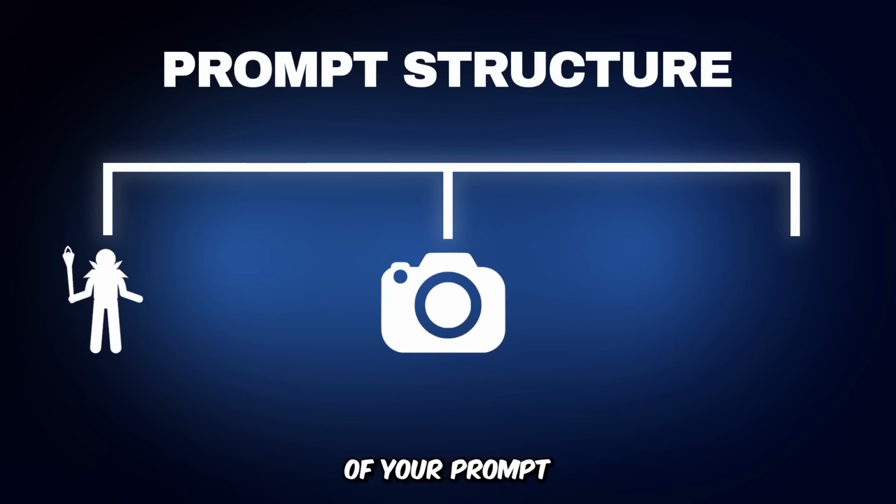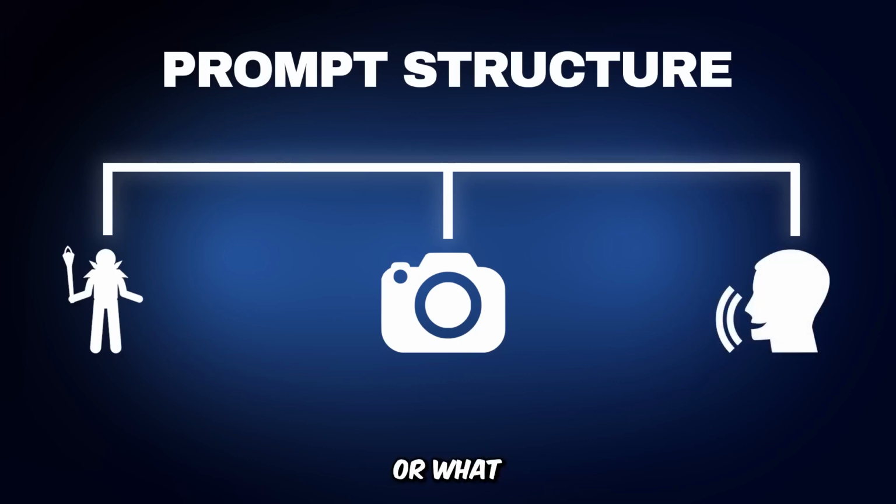Finally, the third part of your prompt focuses on what the character says, or what multiple characters are saying if you've got more than one. Don't forget to include their expressions and tone of voice. Are they excited, angry, nervous, or calm? These emotional cues help bring your characters to life and make the scene feel more real.